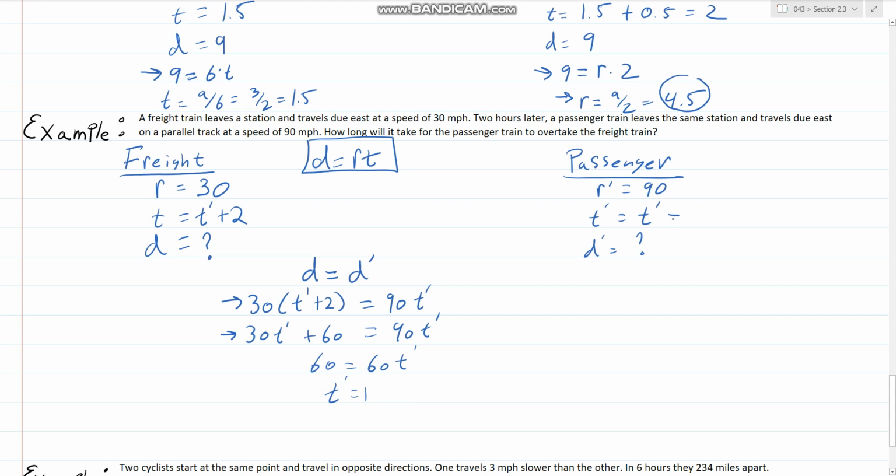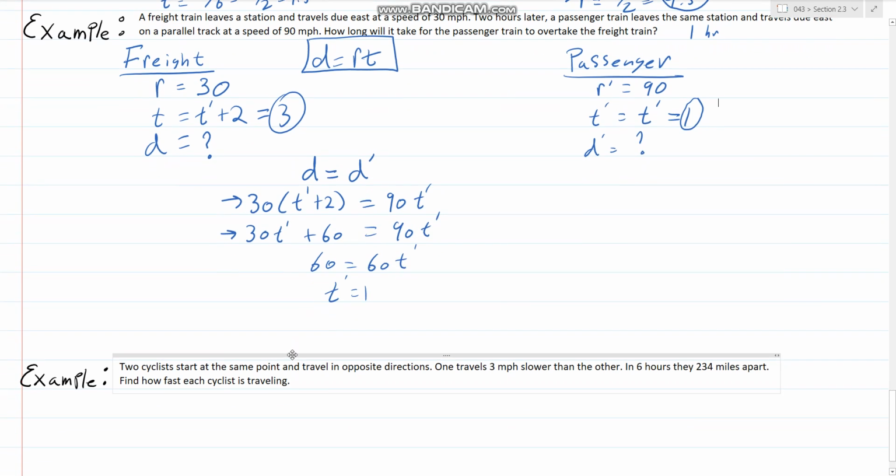So it's 1 hour on the passenger's clock. They've been traveling for 1 hour, so you can write 1 there. From the freight train, it's 3 hours. Okay, so it's a relativity problem. It's who you're determining. How long will it take for the passenger train to overtake the freight train? I'm going to write 1 hour as my final answer. But it depends on who's asking the question. For this, the way it's written, I'm going to write 1 hour.